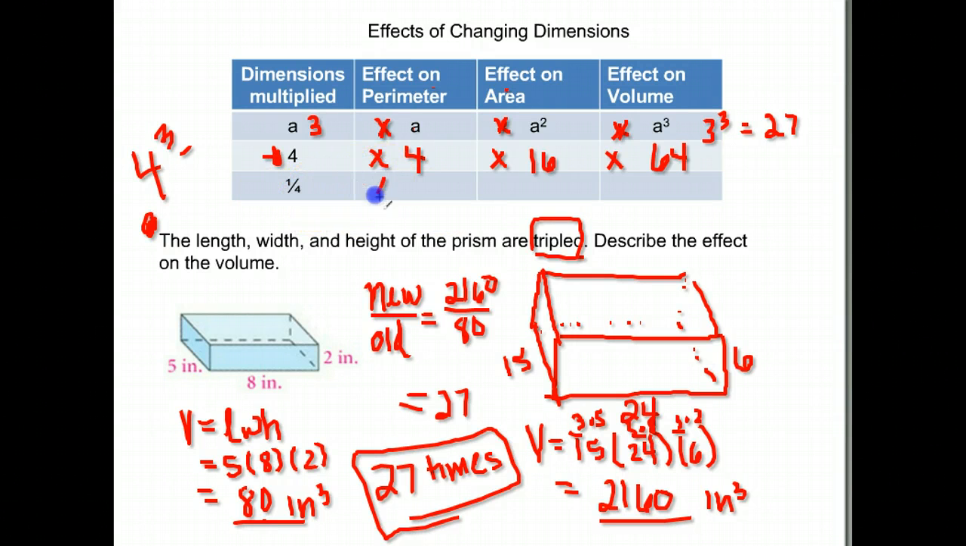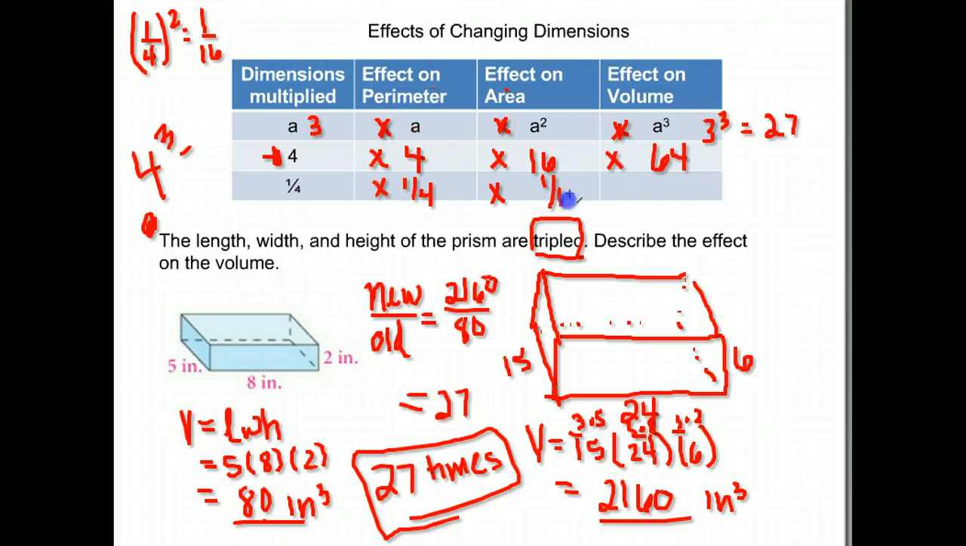Well, how would your perimeter be affected? It would be 1/4 the size. How would your area be affected? It would be times 1/4 squared. Okay, and when you square a fraction, you just square the top. 1 times 1 is 1. Square the bottom. 4 times 4 is 16.